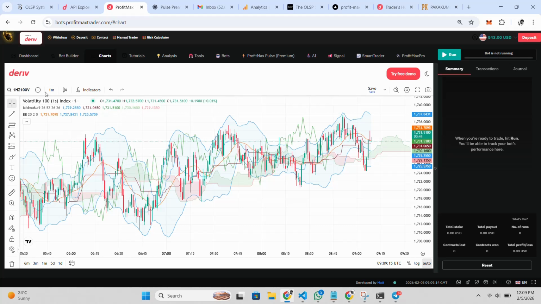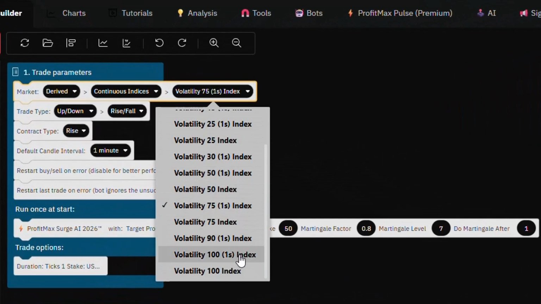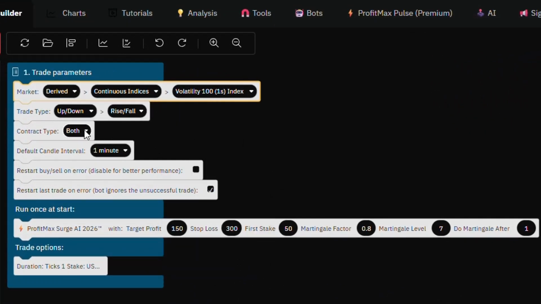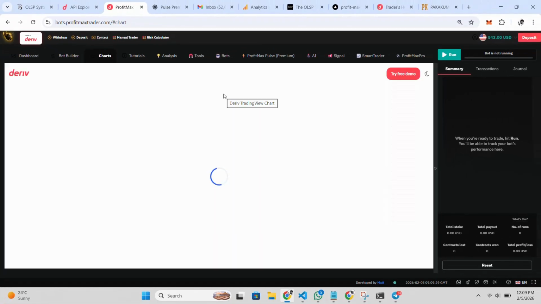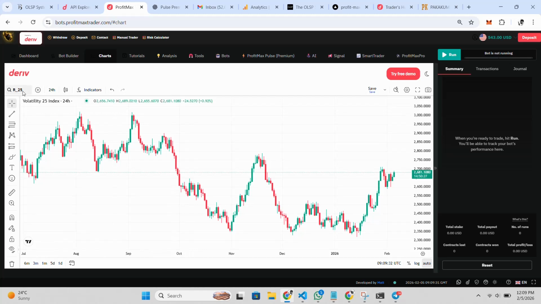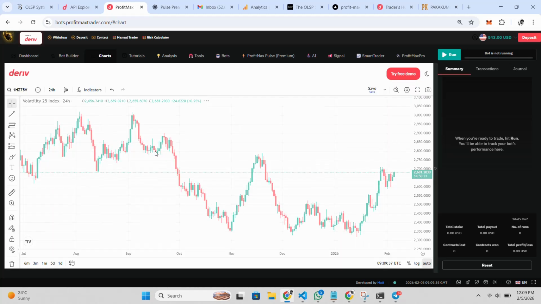So we can enter for a rise. Prepare our bot, come to the bot builder section, adjust the volatility to 101s, and then let's prepare for a rising market. Our stake is already in place, $50, targeting 150. Come back to the chart, set up the chart again.